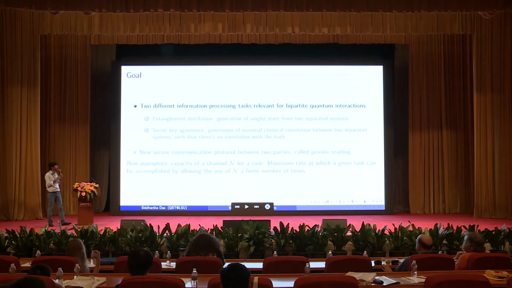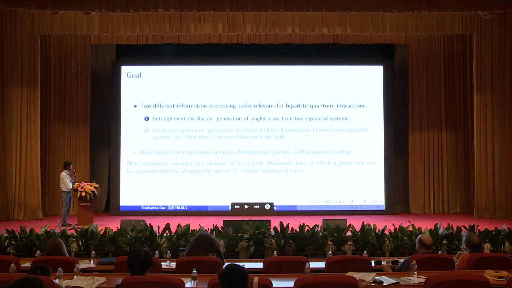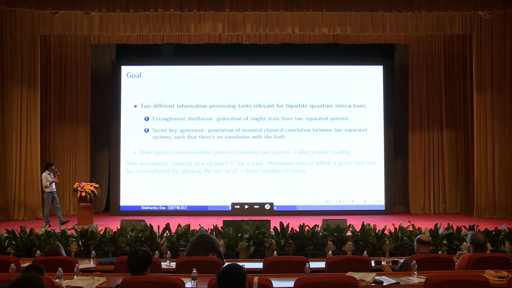The goal of this talk is to introduce two different information processing tasks relevant for bidirectional channels. The first is entanglement distillation, meaning that we want to generate a singlet state or Bell state from two separated systems, and it will happen when we allow interaction between these two separated systems. The second is secret key agreement, which is generation of maximal classical correlation between two separated systems, such that there is no correlation with the Bath.